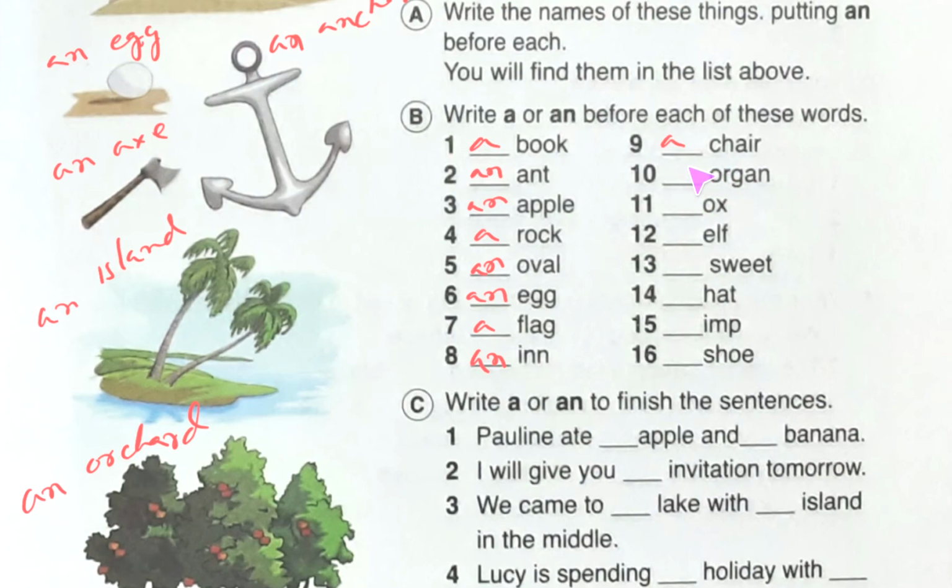We will put here an ox. Here it will be an elf, same thing, and sweet. It has started with consonant letter S. So, it will be a sweet. Hat has started with consonant, means with H. So, it will be a hat. M with I, means with vowel letter, then we will put an. Shoe, we will put here a shoe.